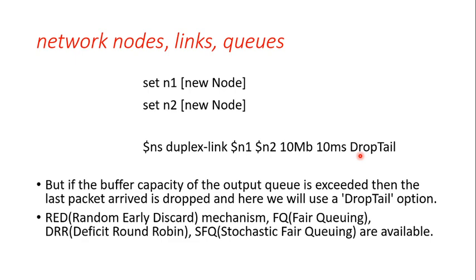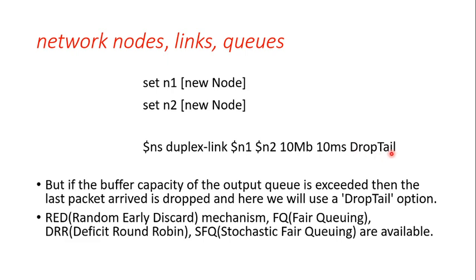In order to handle the queue or the buffer, we have multiple mechanisms, among which we are using drop tail. What happens in drop tail? As the name itself specifies, when the queue is full, or the buffer is full, the packet which arrived last will be dropped. That is, if the buffer capacity is exceeded, then the last packet which arrived will be dropped. That is drop tail: drop the packet at the tail side. Again remember, the D should be caps and the T should be caps.